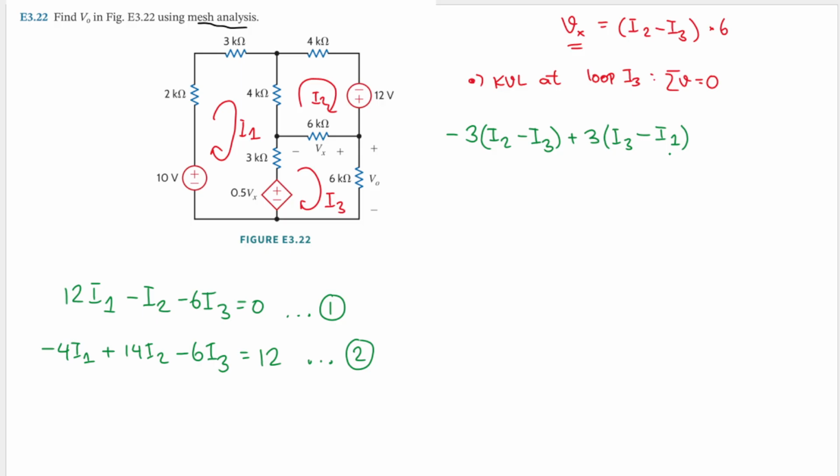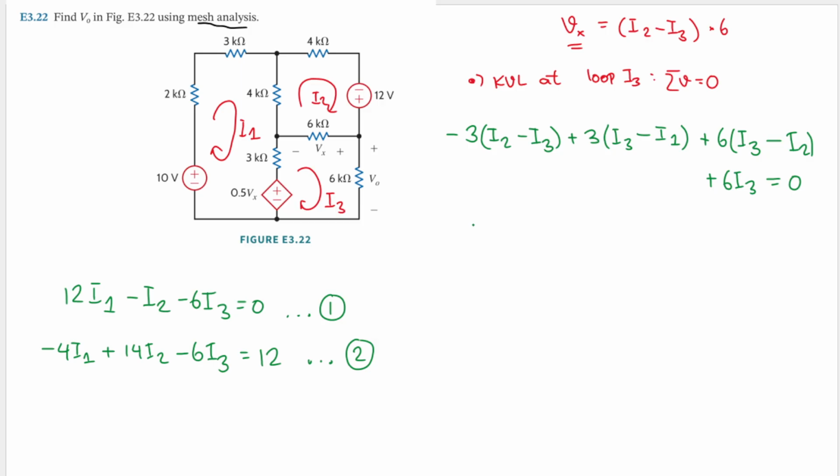Good. And now we will have this 6 kilo ohm resistor. So we'll have 6 multiplied by I3, but then I2 is flowing in the opposite direction. Good. And finally, we will have this 6 kilo ohm. Here we will have 6, and the only current that passes through it is I3. All of that will equal 0. Good.